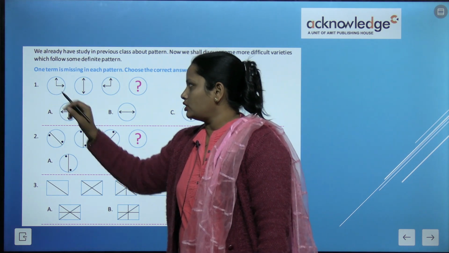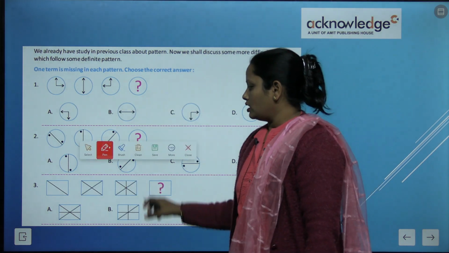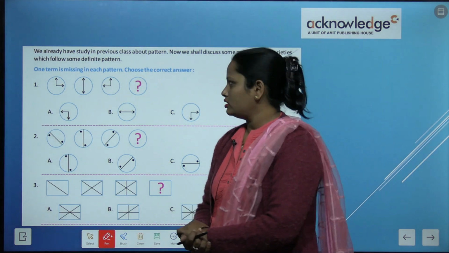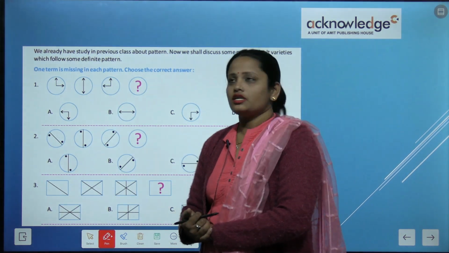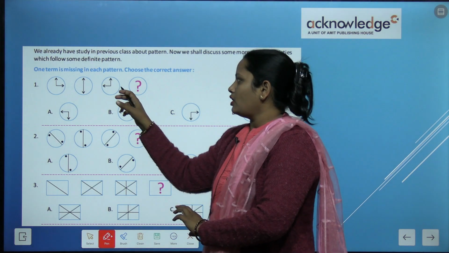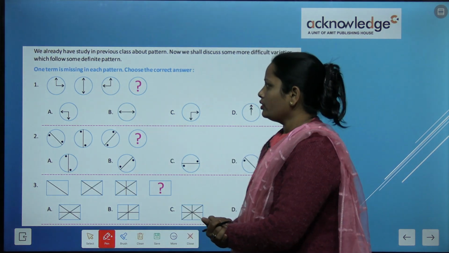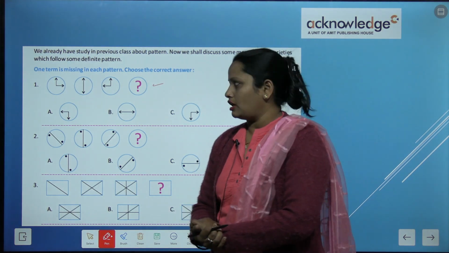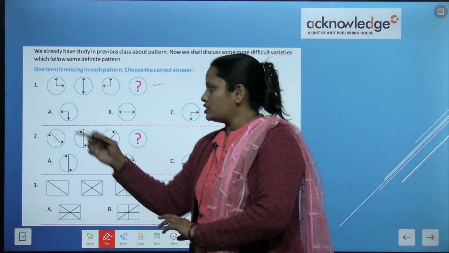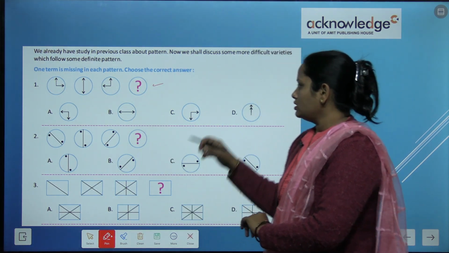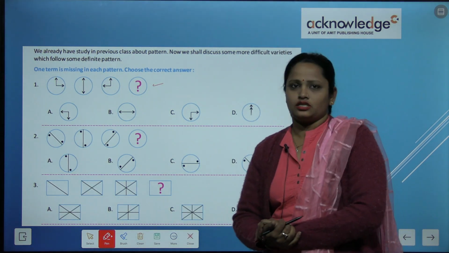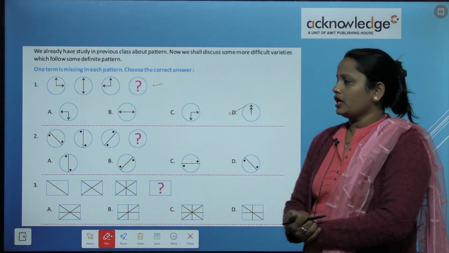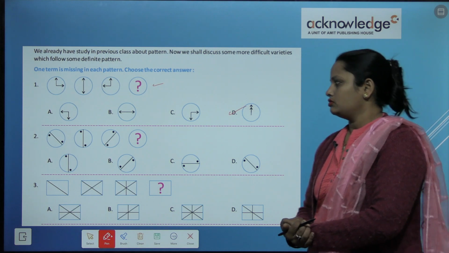So yahan pe aap dekh sakte ho is figure mein. It's, I think, 3 o'clock. Now here it is 6 o'clock. Now here again, you can see it's 9. So what will be the pattern here? You have to find out. This one, or this one. So which do you think will be the correct? So this is the correct. It will be 12 o'clock now.